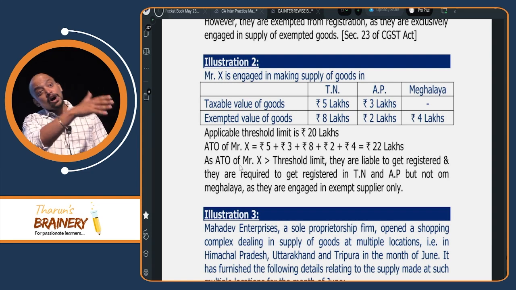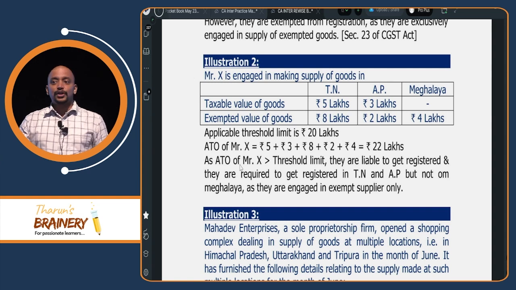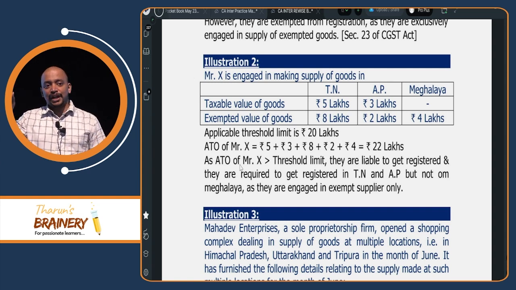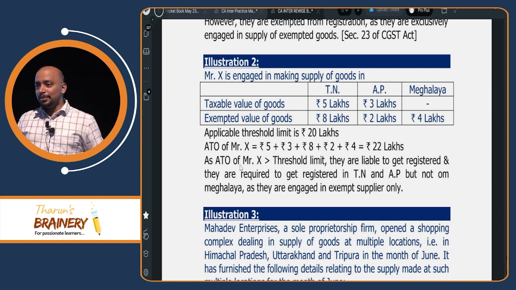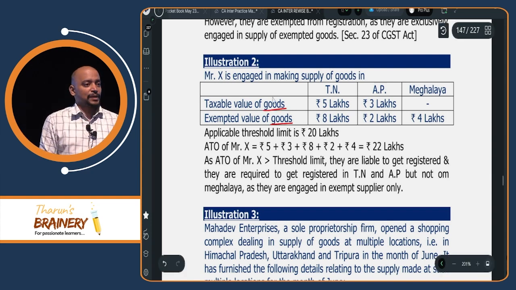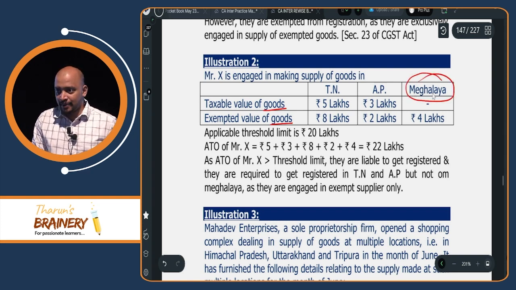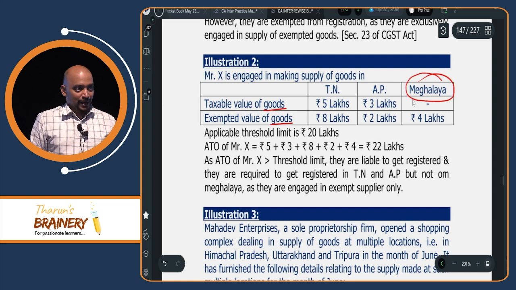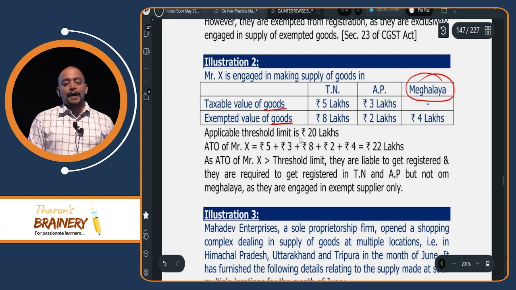And none of the states is in MMTN and Uttarakhand? No, because one state is in MMTN and Uttarakhand. Which one? Meghalaya. Therefore, the limit of 40 lakhs is not applicable. Why is 40 lakhs not applicable even though they are engaged in exclusive supply of goods? Because one of the states is in MMTN and Uttarakhand. Therefore, the 40 lakhs limit is not applicable. So, balancing figure. What is the balancing figure? 20 lakhs. So the applicable threshold limit will be 20 lakhs.